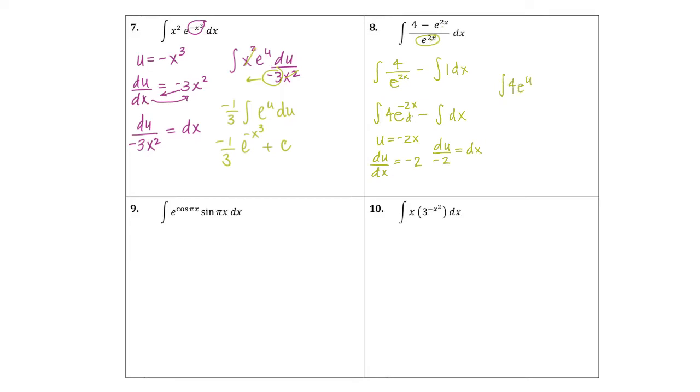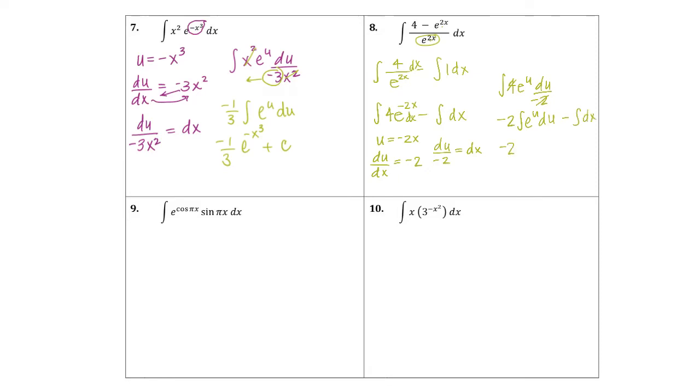Oh, that should have had a dx there, and I left it off. That is a dx there as well. In place of dx, we have du over negative 2. That negative 2 is going to cancel into 4, leaving negative 2, so we're going to have a negative 2 on the outside, the integral of e to the u du. And then we have minus the integral of dx, that second part.